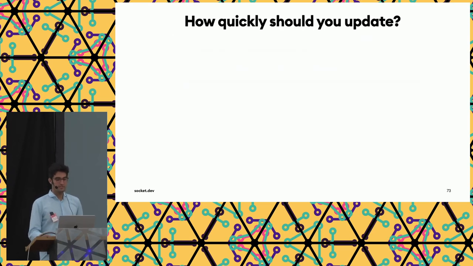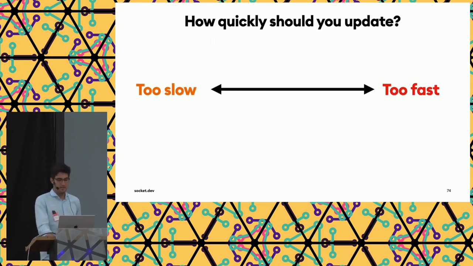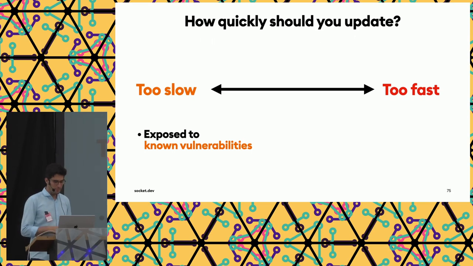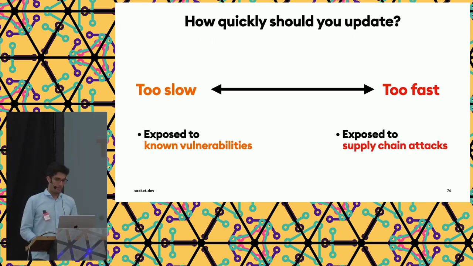So the question is then, okay, how quickly should you update? And this is a very hard question. This is something that we struggled with a lot when we were building various tools and websites. So I think you can think of it as a continuum from slow to fast. If you update too slow, then you've really exposed yourself to known vulnerabilities because you're running code that everyone knows has vulnerabilities. And so you don't want to be too slow. But on the other hand, you don't want to be too fast.